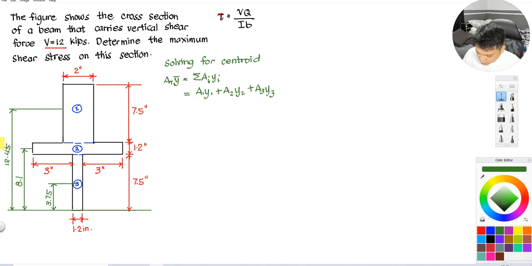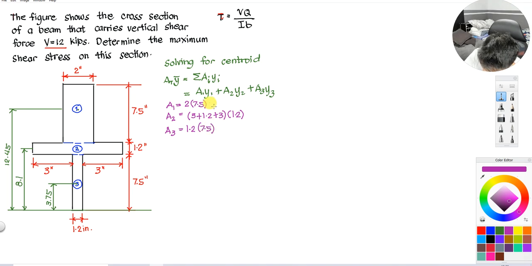Okay, so for the total area, let's get the areas. Area 1, I'm sure, is equal to 2 inches by 7.5. Area 2 becomes equal to 3 plus 1.2 plus 3, multiplied by 1.2. And then area 3 is equal to 1.2 by 7.5. So you will have here the areas.